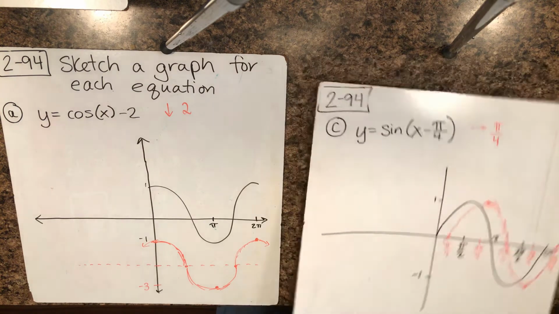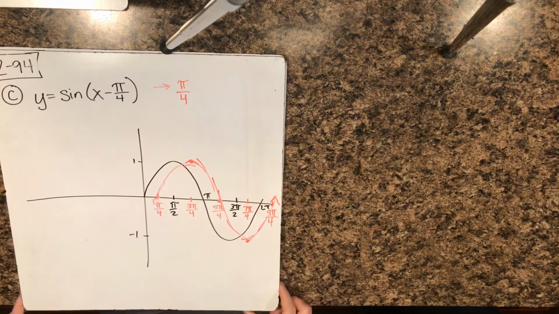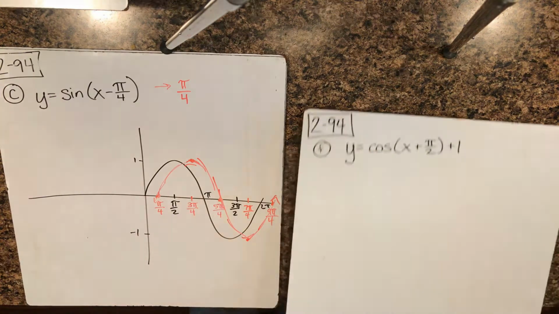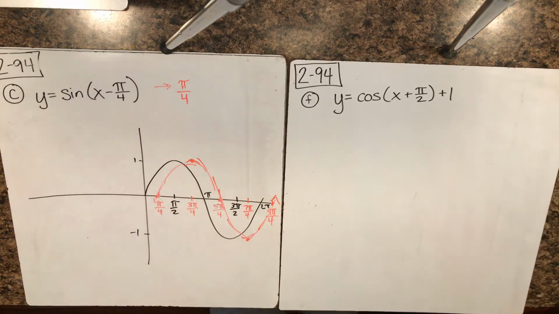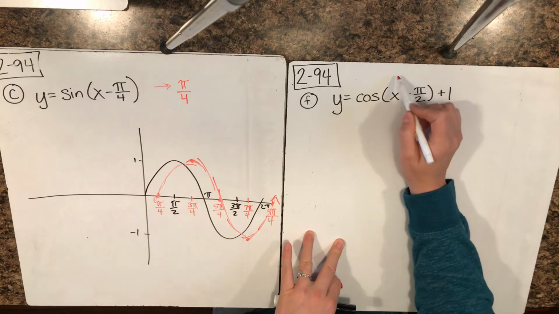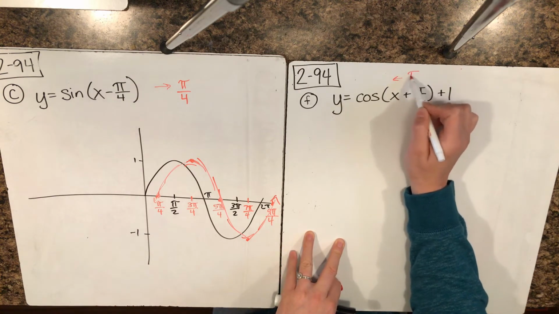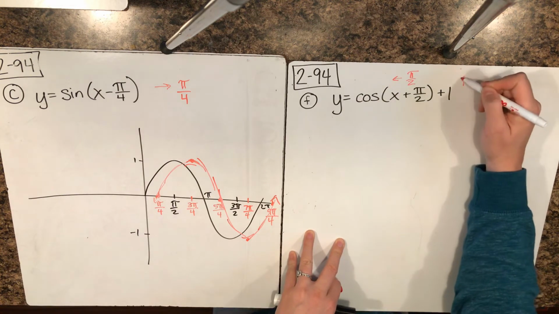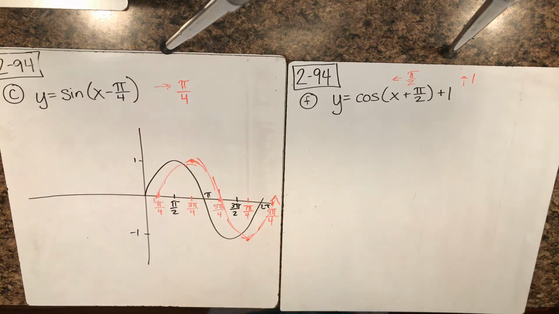One more I want to look at for number 94, and that's combining a horizontal and a vertical shift. Remember, in parentheses with the x, we do opposite, so this is actually left pi over 2, and this one is up 1. Anything outside the parentheses is vertical. So I'm going to start with the plain or regular cosine.